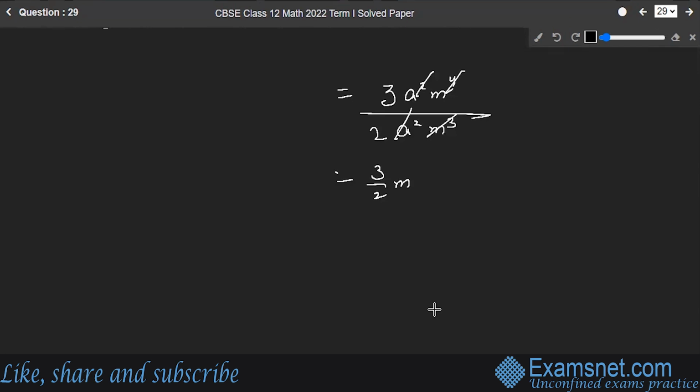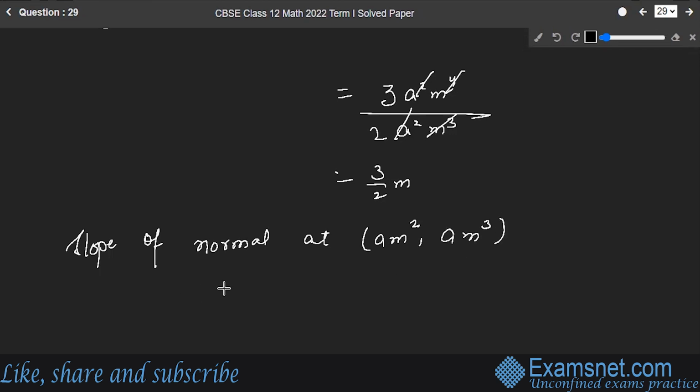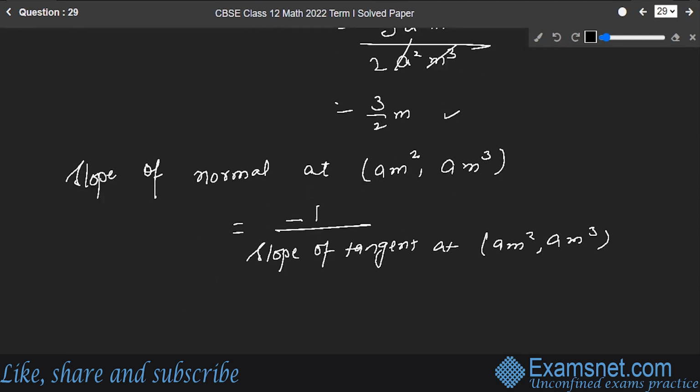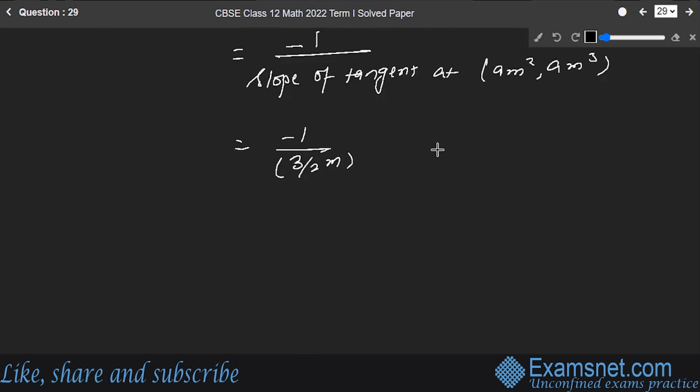You have to find out the slope of the normal at this point. Slope of the normal to the tangent at this point. You know, the product of these slopes will be equal to -1. So this will be equal to -1 divided by the slope of the tangent at this point, right? And that slope was equal to this. So this is equal to -1 upon 3m by 2, which is nothing but -2 by 3m. Now, sorry, this is the slope of the normal.